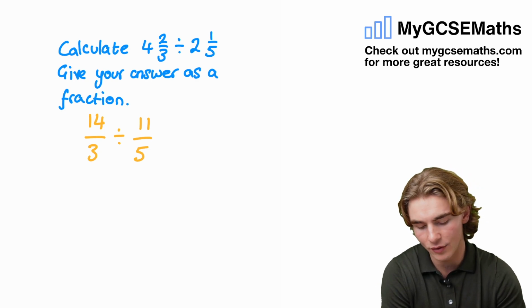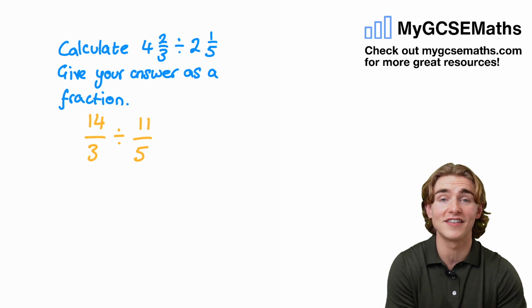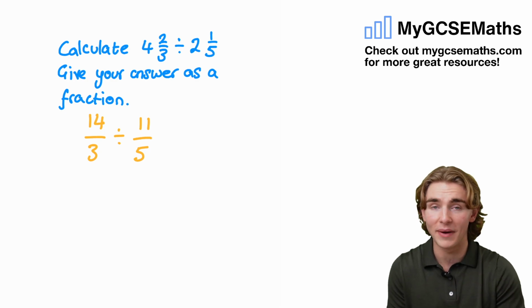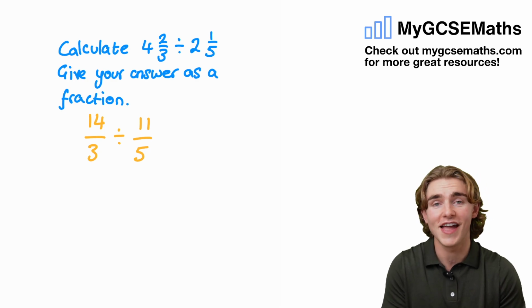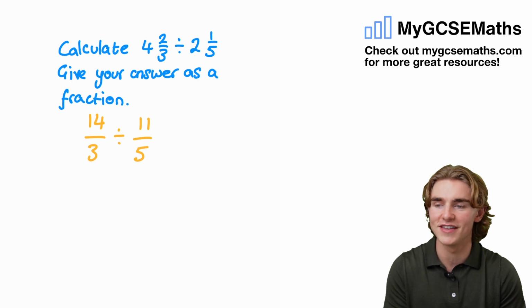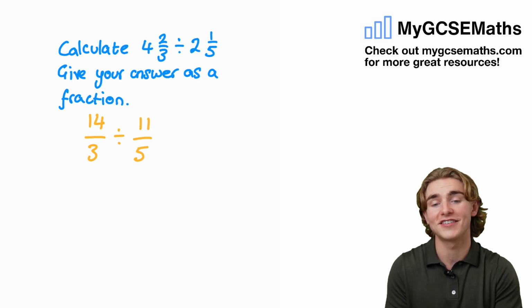Next step, we're going to do our 14 over 3 divided by our 11 over 5. Now, guys, how do we divide one fraction by another? We use the method copy, swap, flip. In other words, keep, flip, change, KFC. So I'm going to use copy, swap, flip, or I'm just going to call it copy, swap, flip. They're actually the same method.